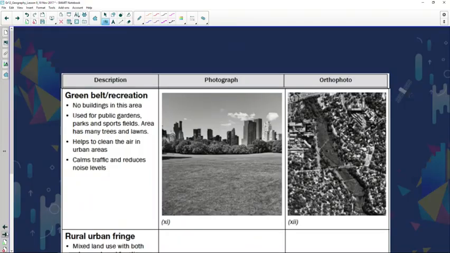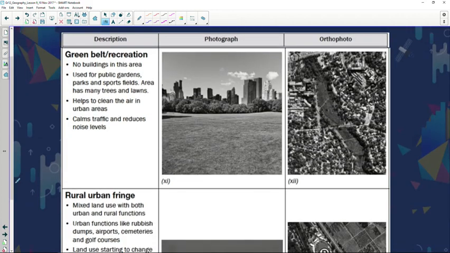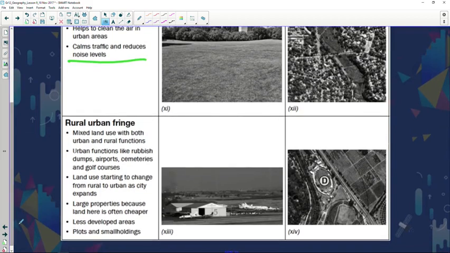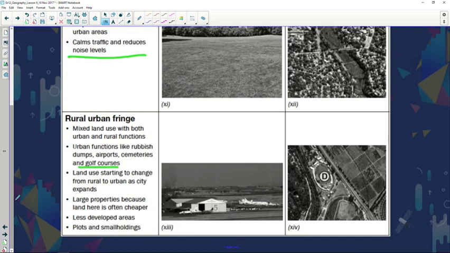Now, our greenbelt areas, for instance, are parks for recreation. People go there to just relax. And they are quite important because what do they do? They reduce the amount of pollution, they help cleanse the air and they reduce the noise level. And lastly, like we discussed, the rural-urban fringe is mixed land use, right? It's usually where the airports or golf courses are. And there are very large property sizes over here and there are less developed areas, with less building and infrastructure taking place over there.